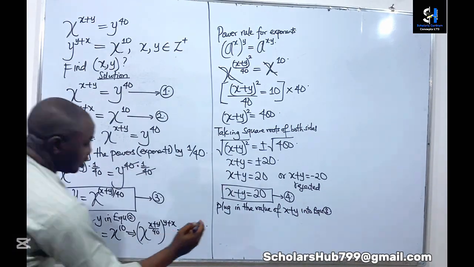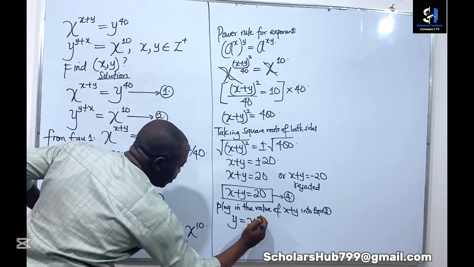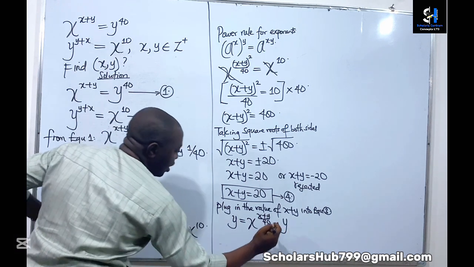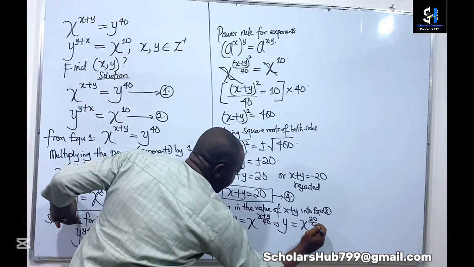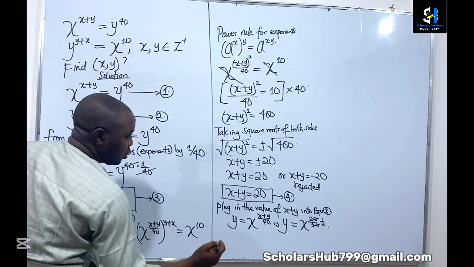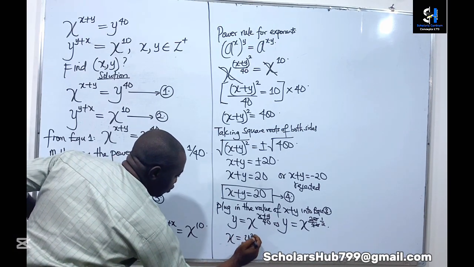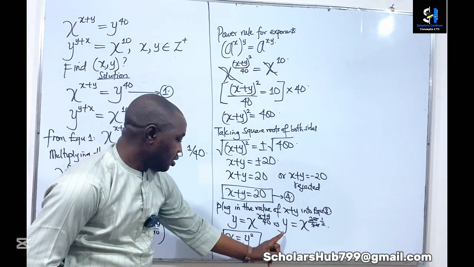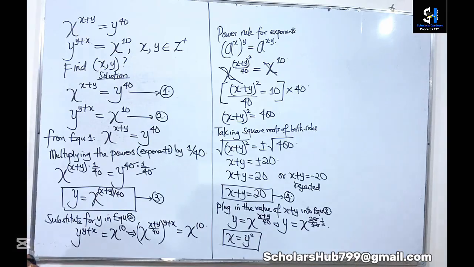So this is equation 3. We have y equals x raised to the power of (x plus y) divided by 40. So this will be y equals x raised to the power of 20 over 40, which is 1 over 2. Which means x will be equal to y squared, because from here y equals x raised to the power of 1 over 2. So x equals y squared.